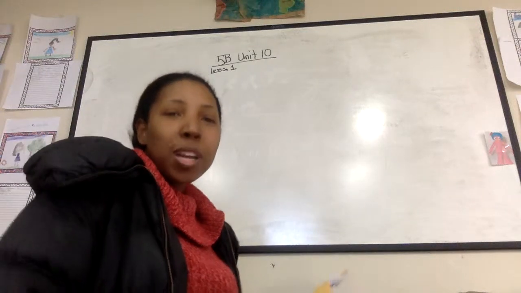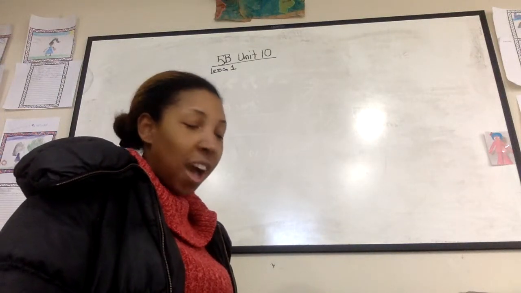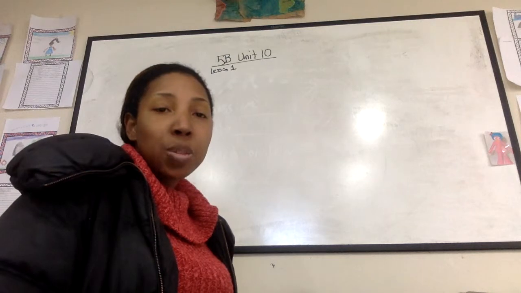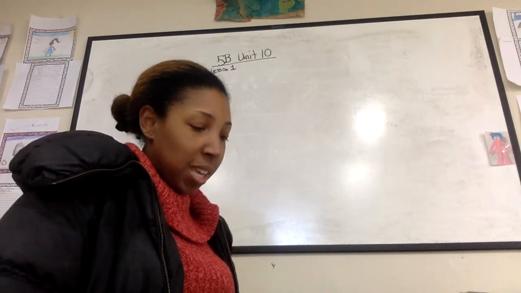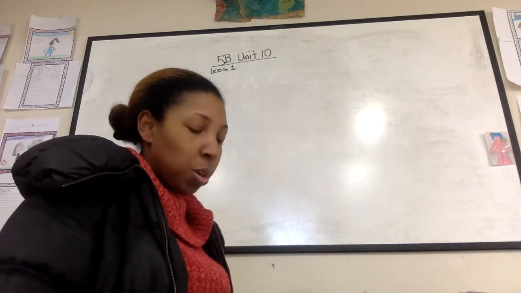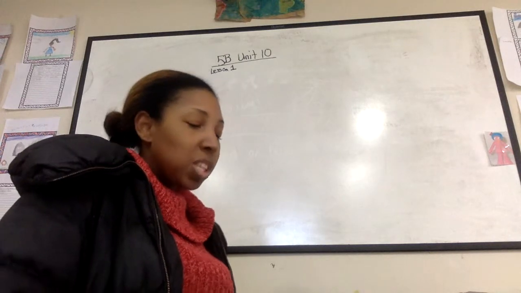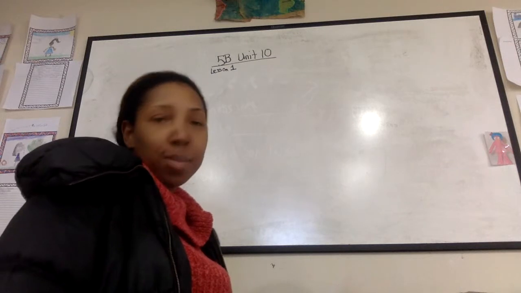Boys and girls, today we're going to be doing Unit 10, Lesson 1, 5B, and it's called Measuring Angles. So, the first thing we need to do is they show us a tool called a protractor. And some of the things we need to know about angles are there's many different types of angles.